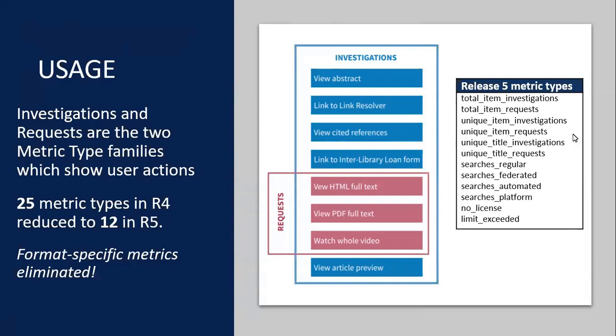However, in R5, we've introduced the concept of unique investigation metrics or investigations or requests. So a user might go into an article, dash off somewhere else as part of the session, dash back into that article, and each time they did that, that would add 1 to the total item investigations or requests. However, now in release 5, within a user session, however many times they dip in and out of an article, release 5 does actually count that as 1 usage of that article in that session by a user.